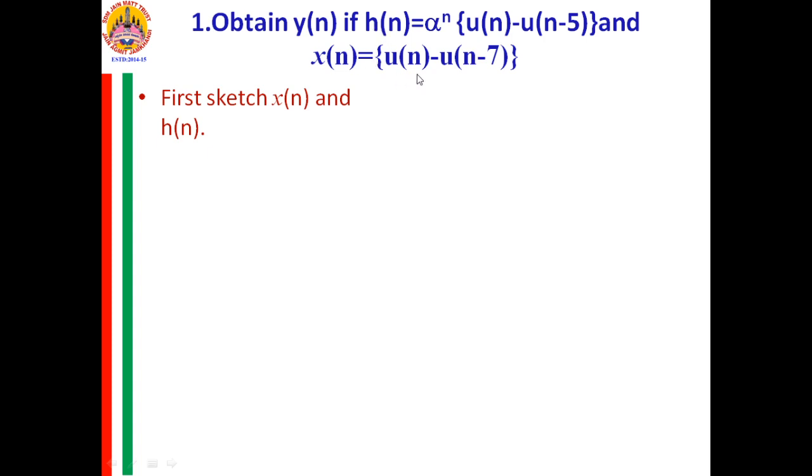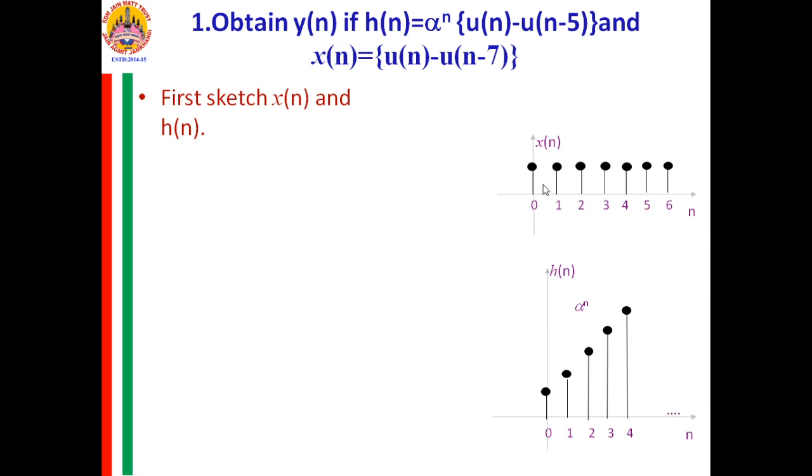Now x[n] is u[n] minus u[n minus 7]. So what is the amplitude of x[n] and from where to where does it exist? When you subtract u[n minus 7] from u[n], how much amplitude do you get and from where to where does this x[n] exist? Sketch this x[n]. Okay, so what is your sketch? See, x[n] exists from 0 to 6 with amplitude 1, and that of h[n] exists from 0 to 4 with amplitude alpha raised to n.